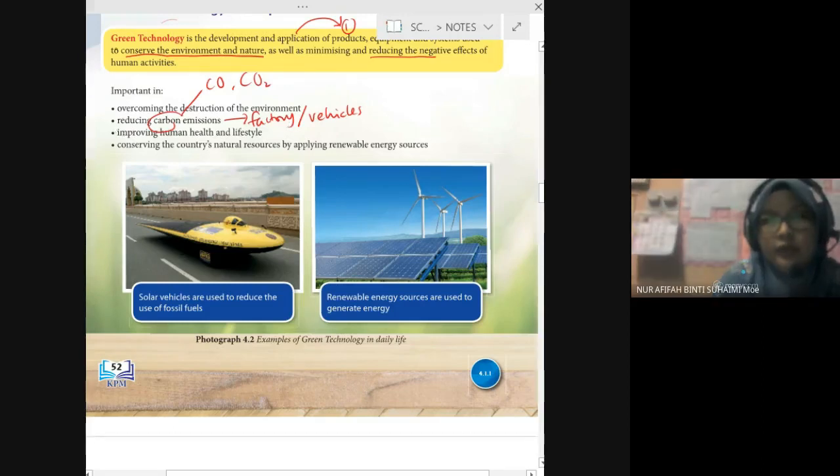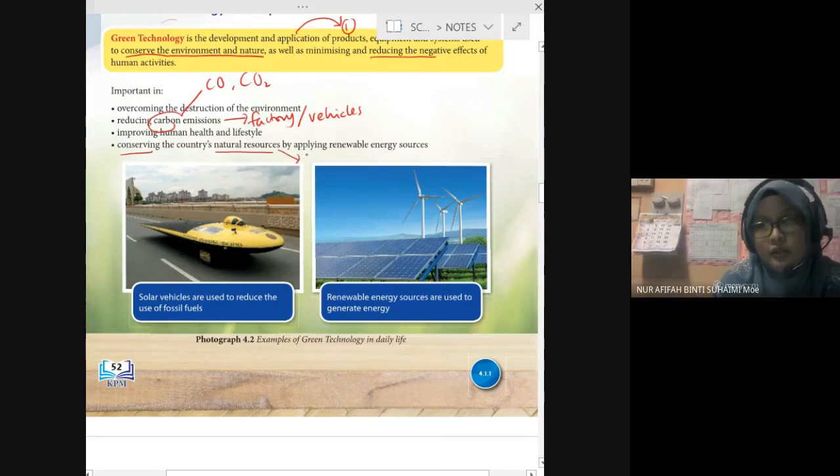Okay, third, green technology is also important to improve human health and lifestyle. Human health and lifestyle. Okay, the fourth one is to conserve the country's natural resources, to take care of, to conserve, to maintain the natural resources. What are our natural resources? Petroleum. Okay, we know that petroleum is a non-renewable resource, so we must conserve these natural resources by applying renewable energy sources.